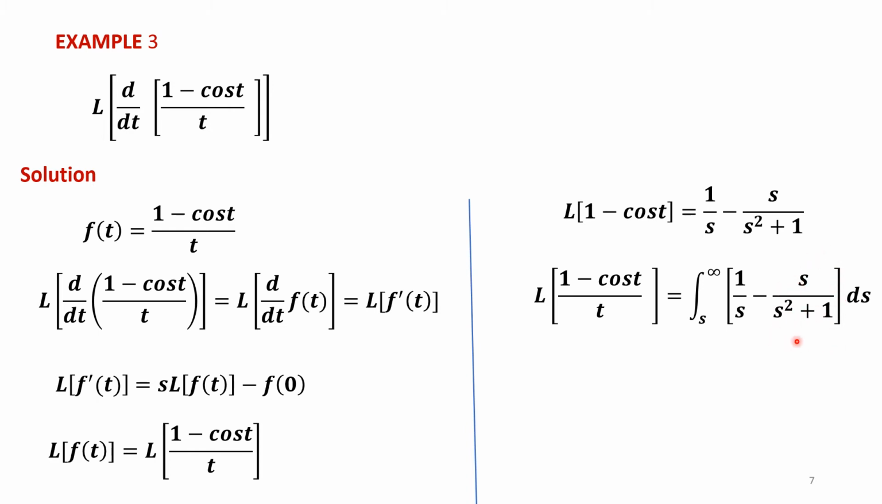This is of the form f dash of x upon f of x. If the derivative of the denominator is there in the numerator, we can write log of the denominator. Derivative of s is 1, so we can write log of s. Derivative of s square plus 1 is 2s, but 2 is missing, so I can write half into 2s upon this. So integrating, we will get log s minus half log (s square plus 1) between the limits s and infinity.